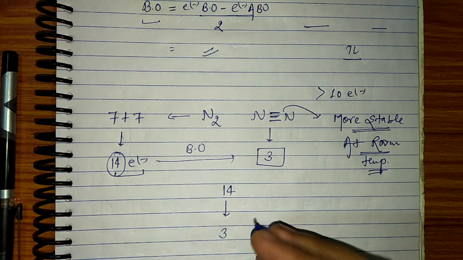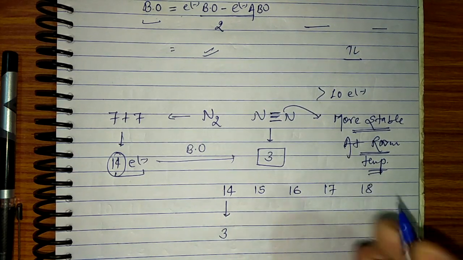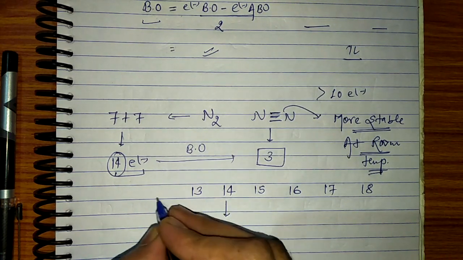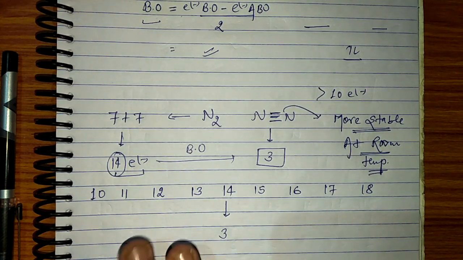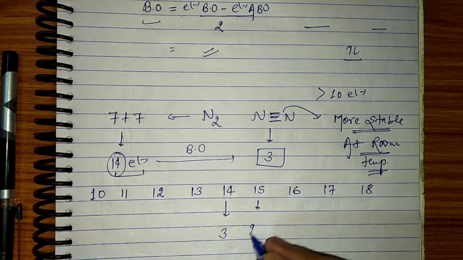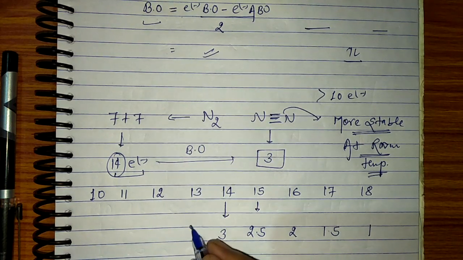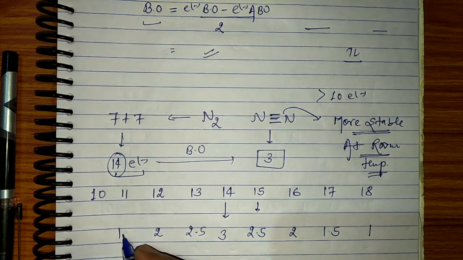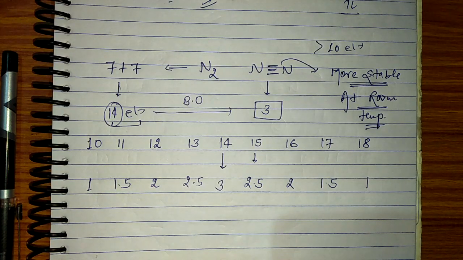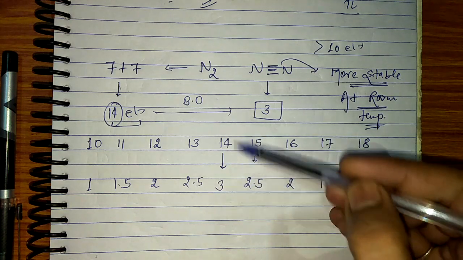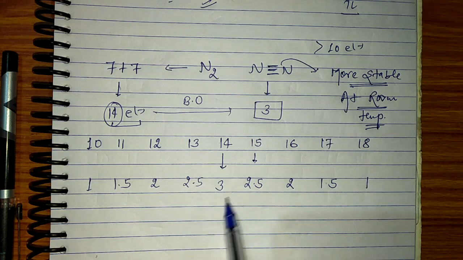Now let's write the numbers after 14: 15, 16, 17 and 18. Now write the numbers before 14, which are 13, 12, 11 and 10. You just need to subtract 0.5 at each step. Now let's do it: 2.5 over here, then 2, then 1.5, then 1. How simple it is. So if a molecule has 14 electrons, its bond order is 3; for 15, it is 2.5; for 16, 2. You just need to subtract 0.5 at each step.